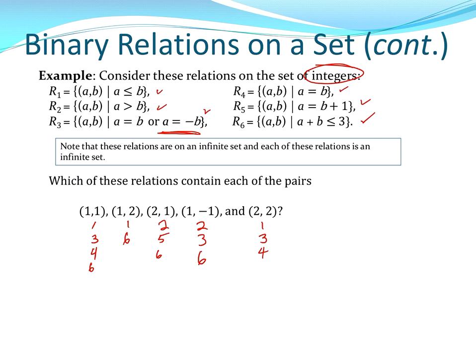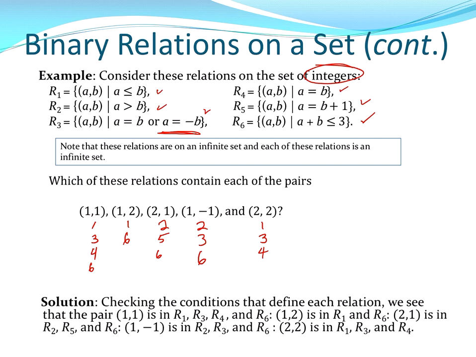And I have the solutions to all of these. Hopefully we got these right. (2, 2) is in 3 of them, (1, -1) is in 3 of them, (2, 1) is in 3 of them, (1, 2) is in 2 relations, and (1, 1) is in 4 of them. Okay, so we got it right.